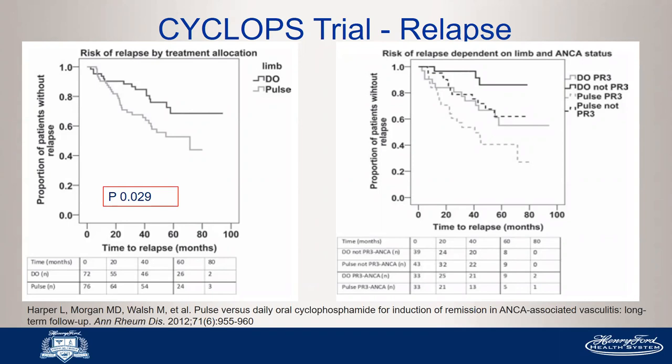So if you look at the dotted lines, the black dotted line is the patients who received the oral dose and were PR3 negative, compared to the solid black line. Even though they both received oral doses, one was PR3 positive, one was PR3 negative. The patients that were PR3 positive had higher risk of relapse.